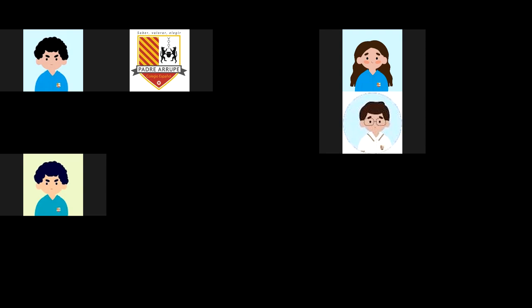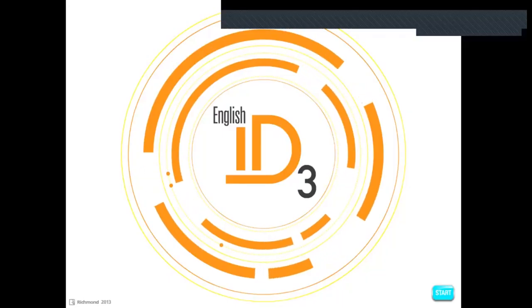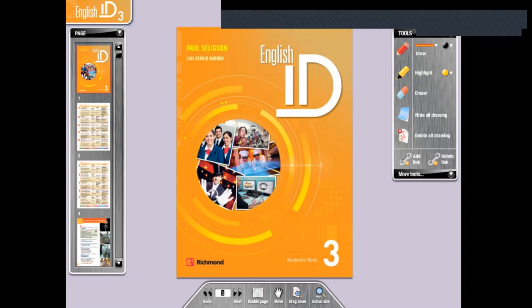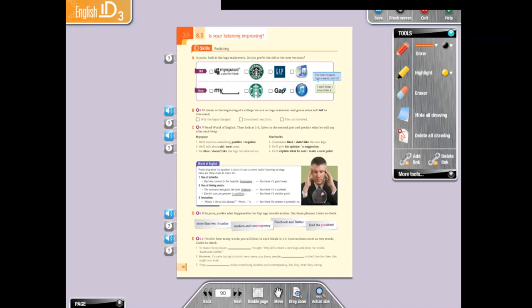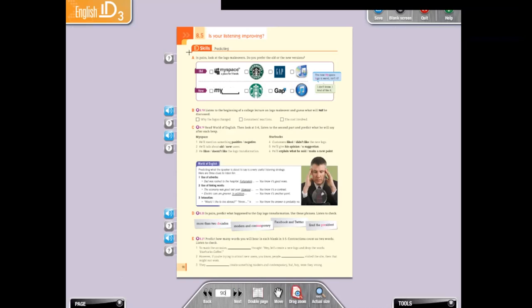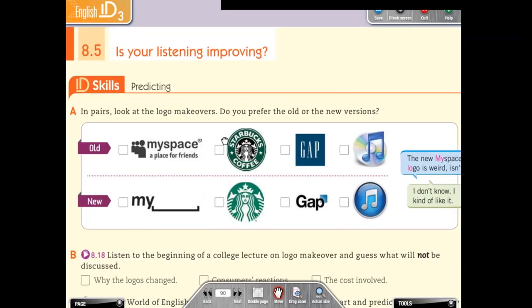So now let's move to the topic in the lesson, lesson five in your books. Let me share it with you. So you have to open your books on page 89 or 90. Let me see, it's page 90, page 90. So the name of the lesson is Is Your Listening Improving?